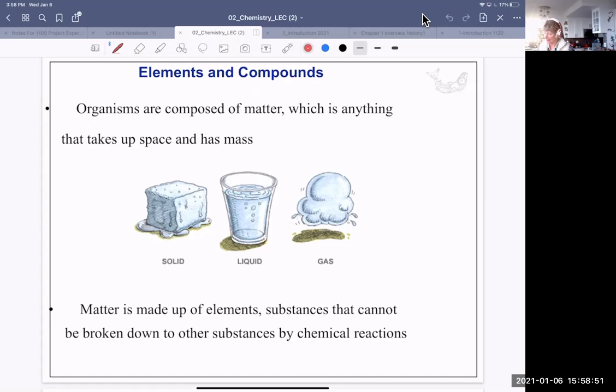So matter is anything that takes up space and has mass. And matter is made up of elements. And elements are substances that cannot be broken down into other substances by chemical reactions.